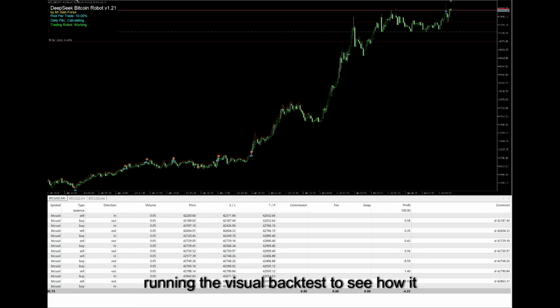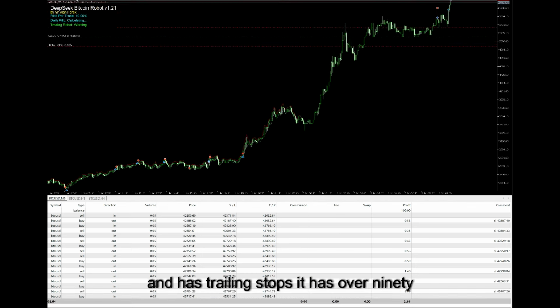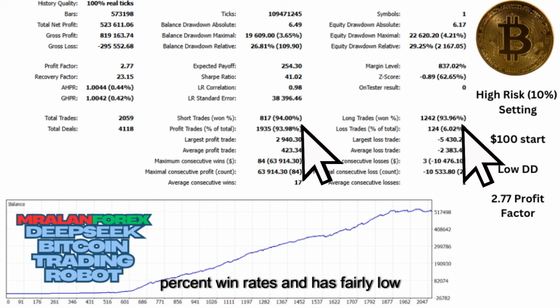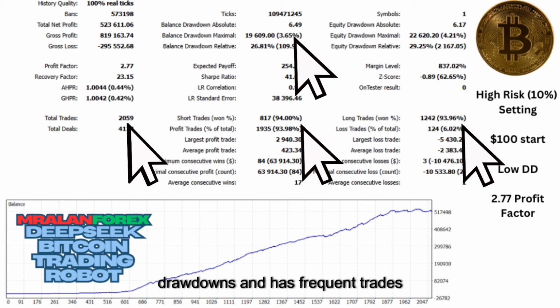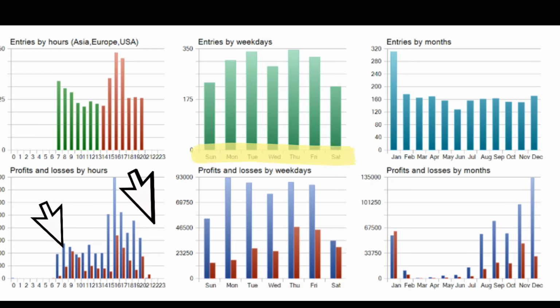Running the visual backtest to see how it trades, I can see it places pending orders and has trailing stops. It has over 90% win rates and fairly low drawdowns, and has frequent trades. You can also see that it trades between 7 AM and 8 PM, 7 days a week, as it's Bitcoin, where the market never closes.